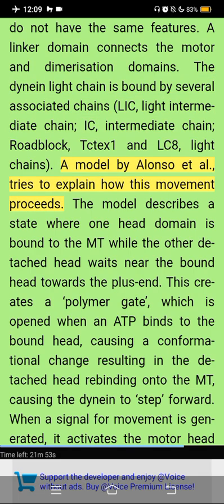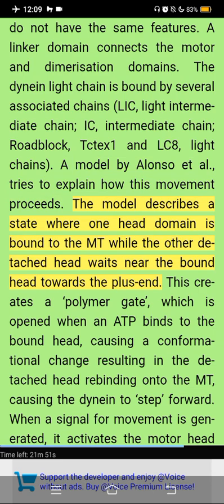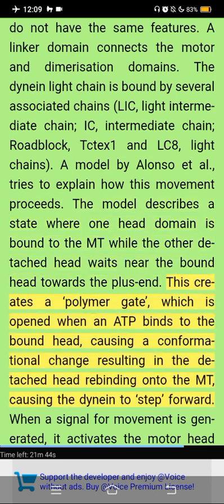A model by Alonso et al. tries to explain how this movement proceeds. The model describes a state where one head domain is bound to the MT while the other detached head waits near the bound head towards the plus end. This creates a polymer gate, which is opened when an ATP binds to the bound head, causing a conformational change resulting in the detached head rebinding onto the MT, causing the dynein to step forward.